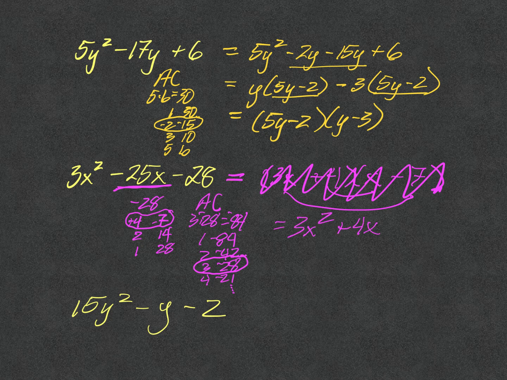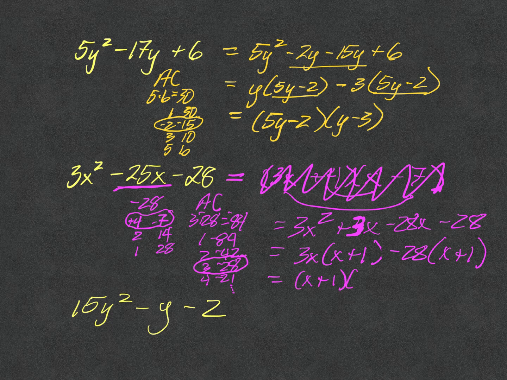So right off the bat, I can go 3x squared plus 3x minus 28x minus 28, excuse me, put the wrong one there. And I can go ahead and do the factoring really, really quickly. Minus 28 times x plus 1. Okay? And then that's going to give me x plus 1 times 3x minus 28. And there you have it completely factored.